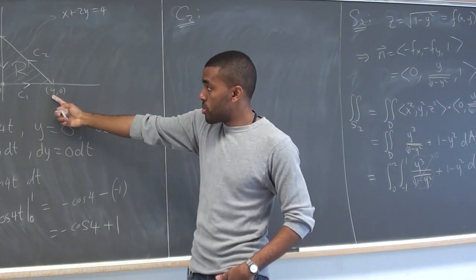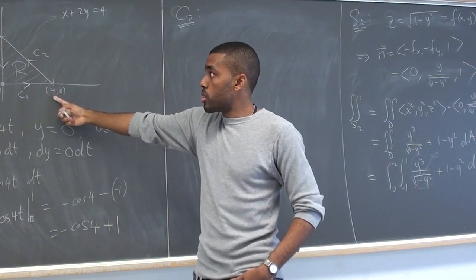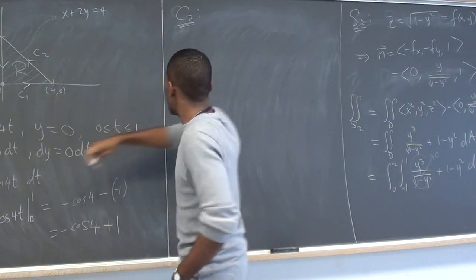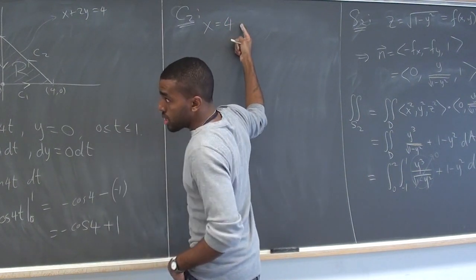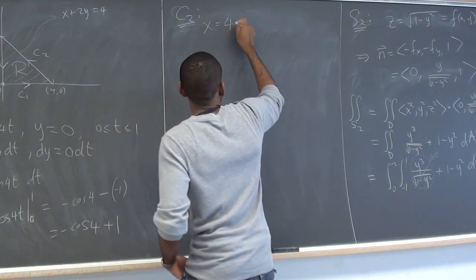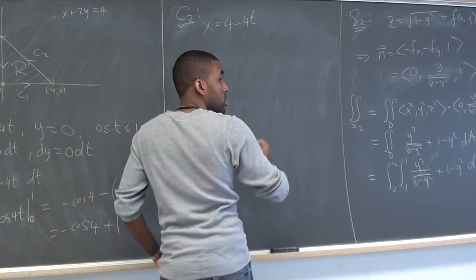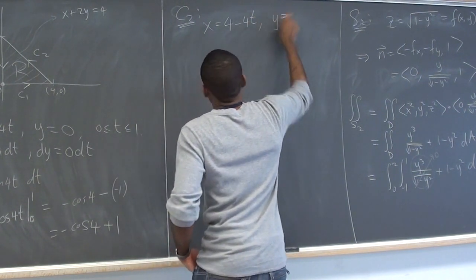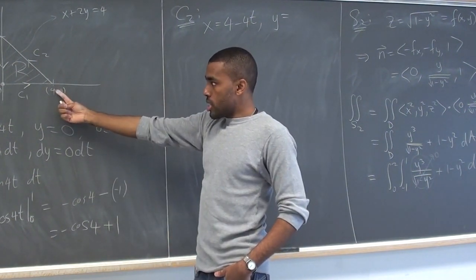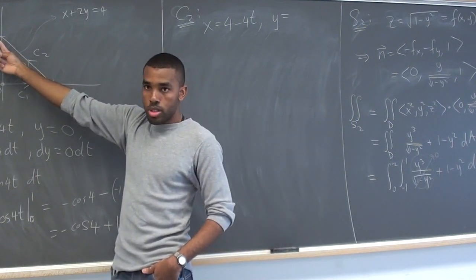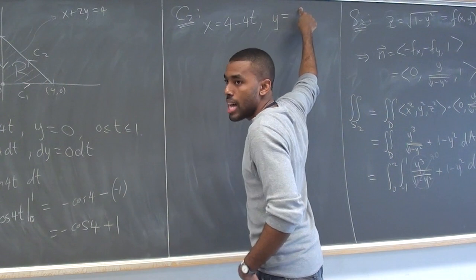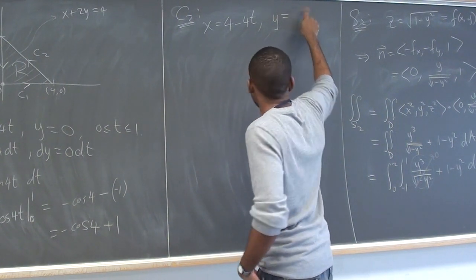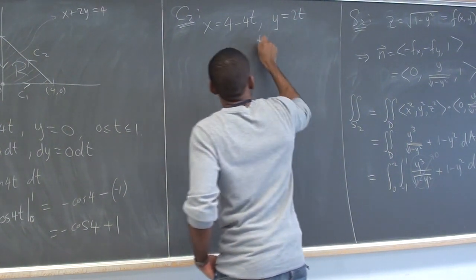Now my x goes from 4, that's my initial point, and it ends up at 0. So x is 4, what do you have to do to get to 0? You have to subtract 4. So it's minus 4 and attach a t to it. My y starts at 0 and it goes up to 2. So 0 is the initial point, and then to get to 2 I have to add 2, so just plus 2t. And then my t goes from 0 to 1.